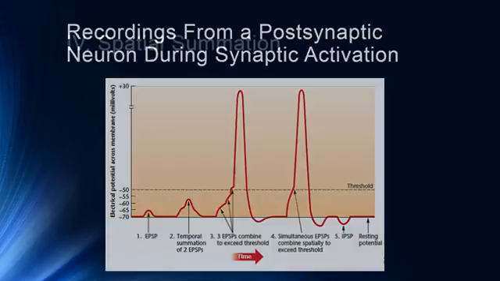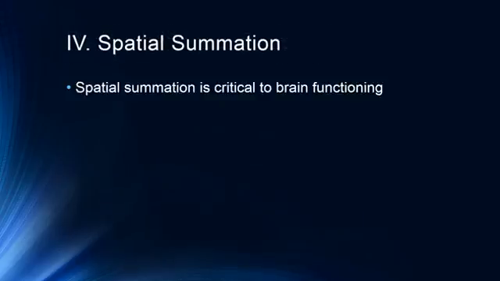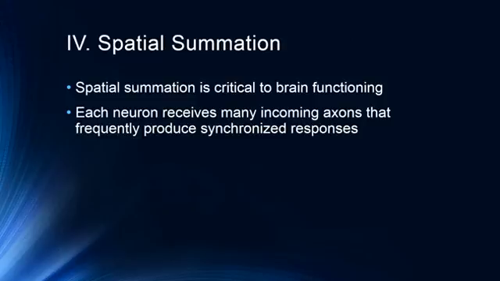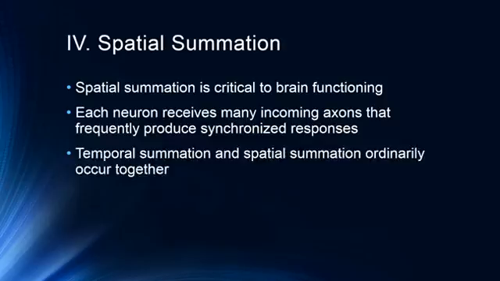postsynaptic potentials. So spatial summation is actually critical to brain functioning. Each neuron receives many incoming axons that frequently produce synchronized responses. And this synchronization is an important part of how our brain works. Temporal summation and spatial summation often ordinarily occur together. And so through this temporal and spatial summation, we're able to process lots of complex information by producing various kinds of information over time and space.